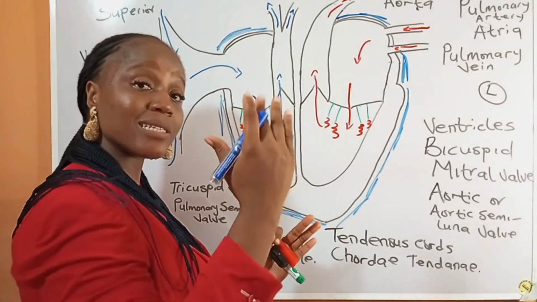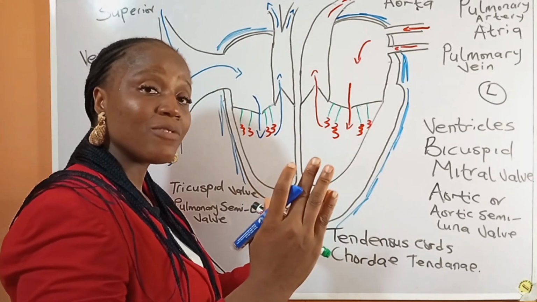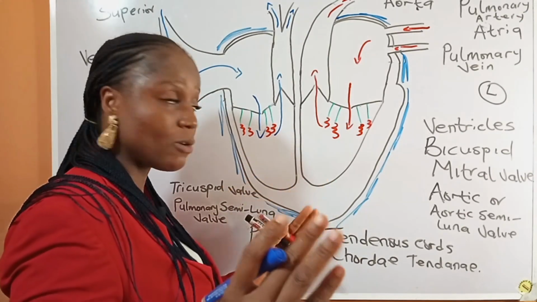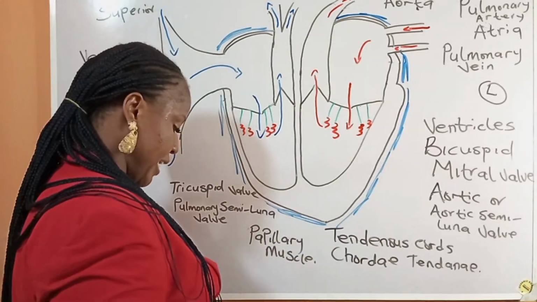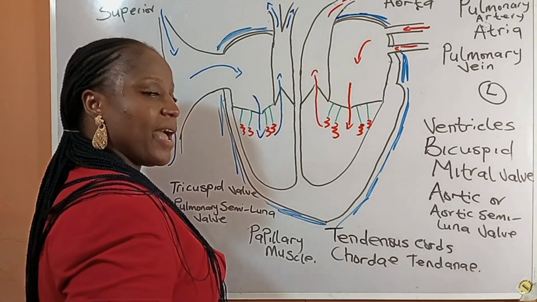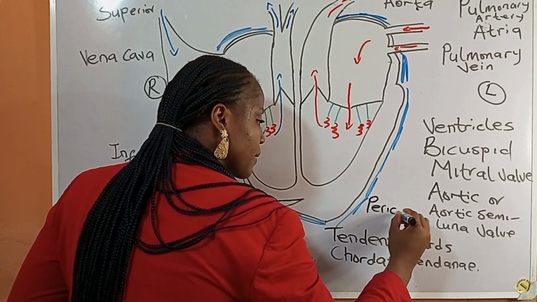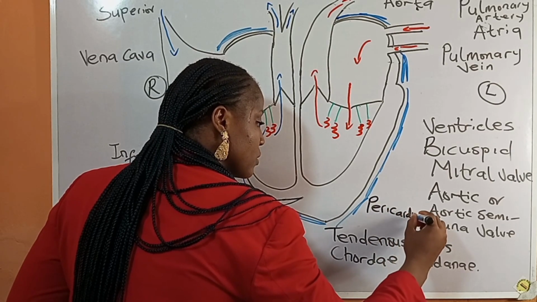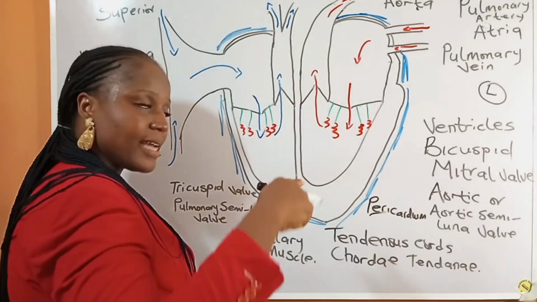You know, as blood is coming into the heart it tends to expand, but it's important for the heart not to overexpand. So it is this fibrous tough sac that helps to keep the heart in check, and this is referred to as the pericardium. Peri means perimeter, round, right?